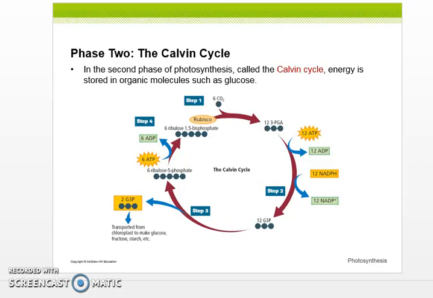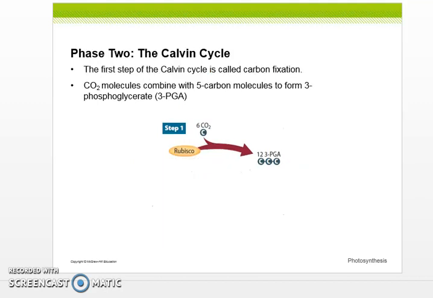Phase 2, the Calvin cycle. In the second phase of photosynthesis, called the Calvin cycle, energy is stored in organic molecules such as glucose. The first step of the Calvin cycle is called carbon fixation.